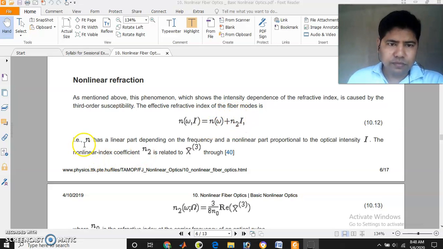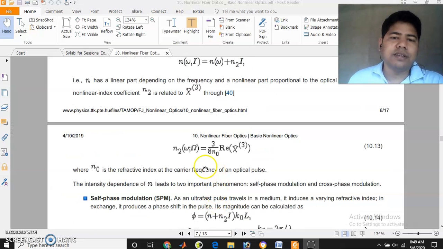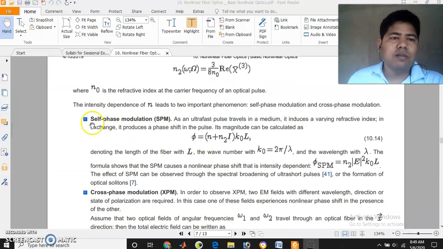Here n has a linear dependence on the frequency, and the nonlinear part is proportional to the optical intensity. The nonlinear index coefficient n2 is related to Chi3, and this relation is called the Kerr effect. And n0 is the refractive index at the central frequency of the optical pulse. We can say this is the linear refractive index. Now the intensity dependent refractive index leads to two important phenomena: self-phase modulation and cross-phase modulation.